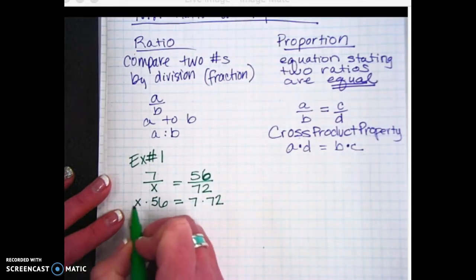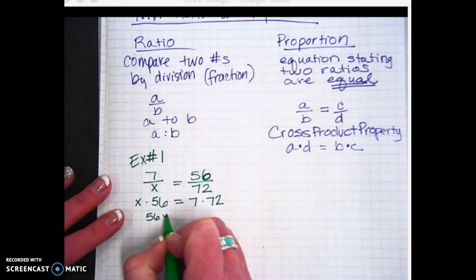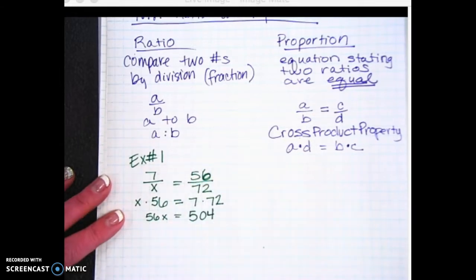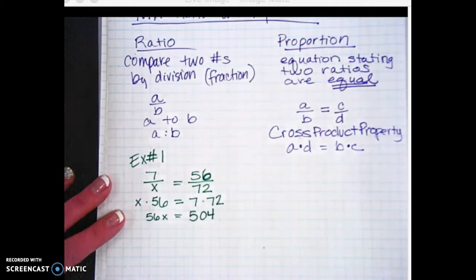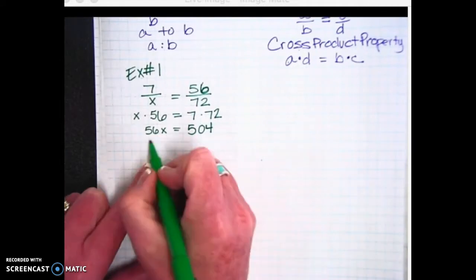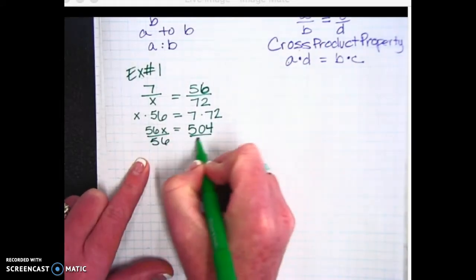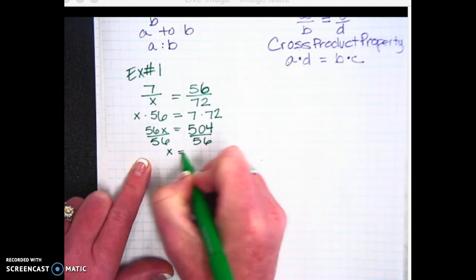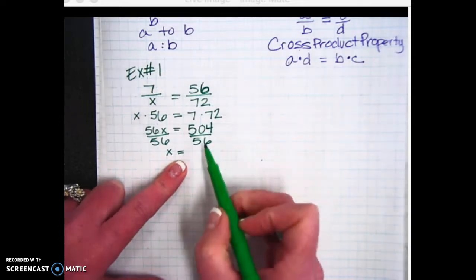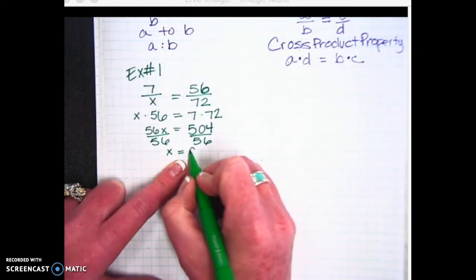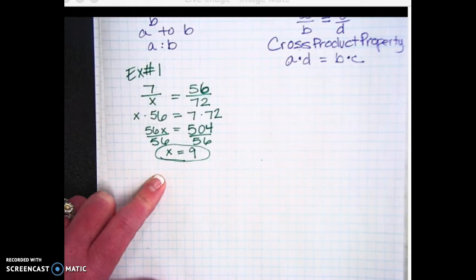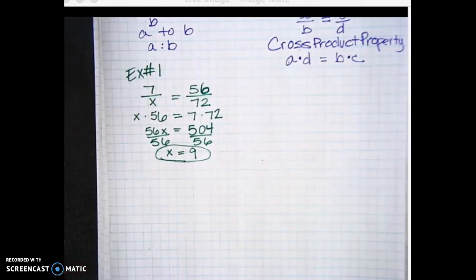And then I'm going to simplify. X times 56 is 56X. 7 times 72, if you punch it in the calculator, you'll get 504. And then just one more step. What is the inverse operation of multiplying by 56? So you're going to divide both sides by 56. So calculator is obviously going to come in handy, right? Because can you do that in your head? All right, so 504 divided by 56 goes in there 9 times. All right, everybody remember the cross product property? Not too bad? Okay.